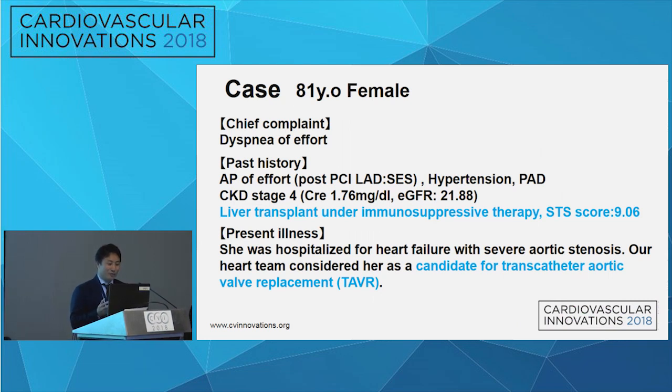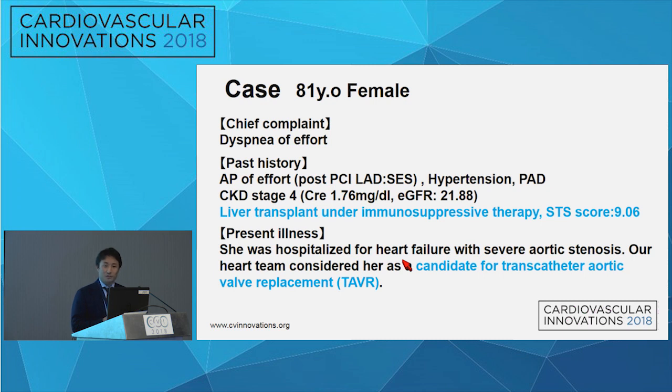The case is an 81-year-old female, chief complaint dyspnea on effort, and past history is angina pectoris on effort, post-implantation of a drug-eluting stent for LAD, and hypertension, peripheral artery disease, and chronic kidney disease, stage 4. Estimated glomerular filtration rate is 21. Her main problem is a liver transplant and immunosuppressive therapy, and the calculated STS score is 9.06.